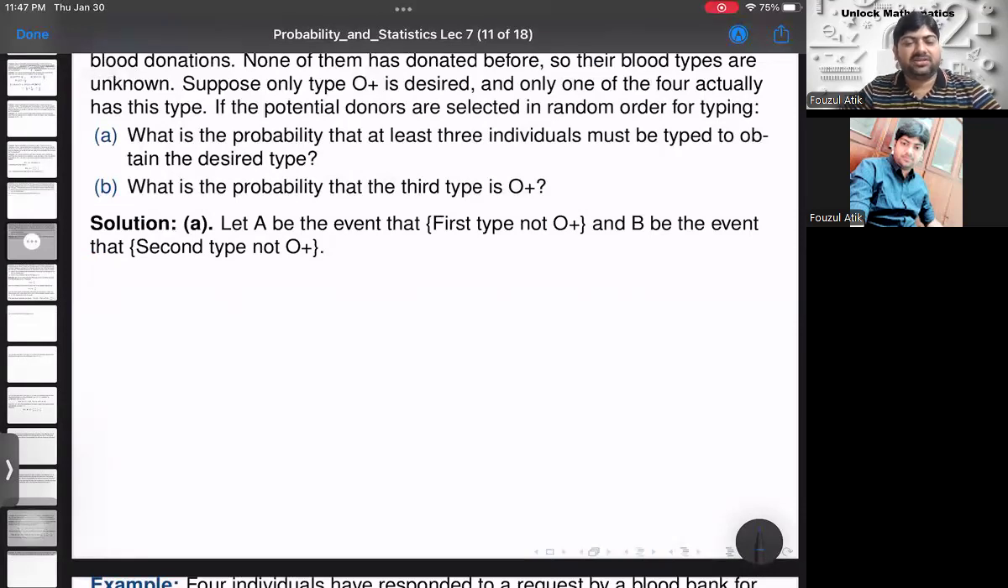So the first part is, now let us denote. Let A be the event that the first type is not O plus, and B be the event that the second type is not O plus. That means O positive blood, right?